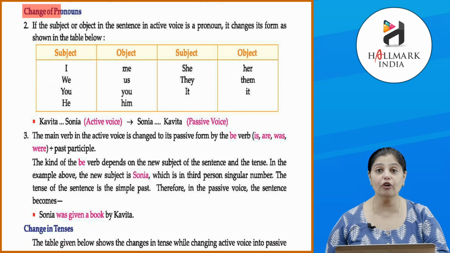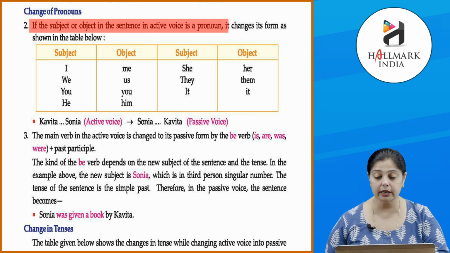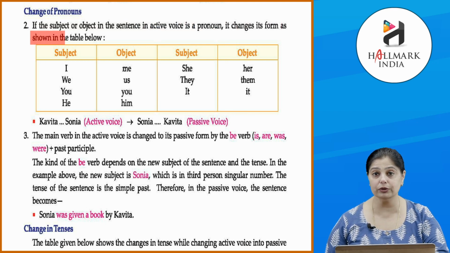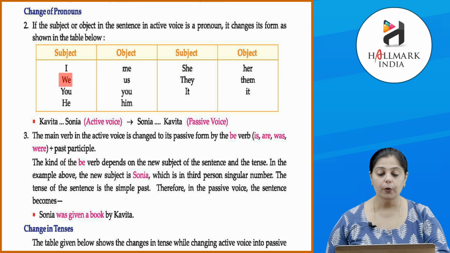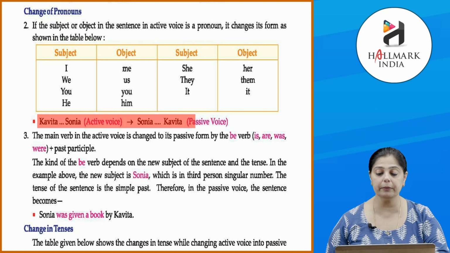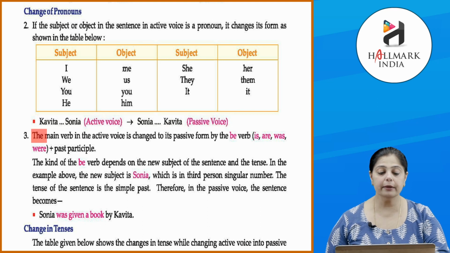Now let's look at change of pronouns. If the subject or object in the sentence in active voice is a pronoun, okay, it changes its form as shown in the table. I becomes me as an object, she, her. We, us, they, them. You, it, and he, him. Okay. Now, Kavita, Sonia, active voice. Sonia, Kavita becomes passive voice. Clear?